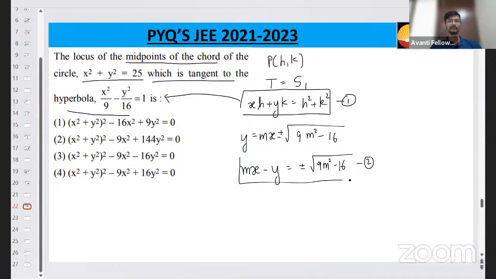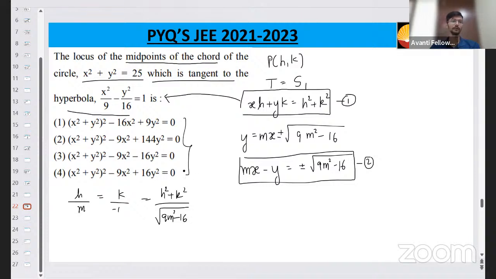This equation represents the same line. We can compare their coefficients. Let's compare x coefficient. We get h upon m, y coefficient k upon minus 1, equals h square plus k square upon the root. You can write plus minus if you want, but ultimately we'll have to square it, because there is no under root in any of the options. So when we square it, the plus minus will go automatically. If we equate these two, we'll get m equals minus h by k. Am I correct? m equals minus h by k.